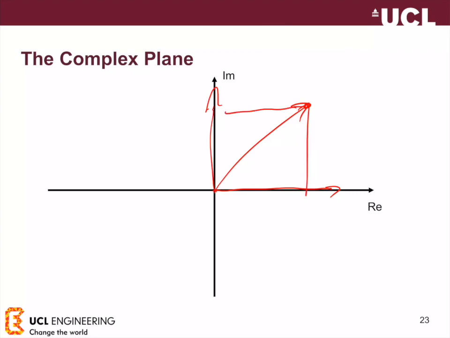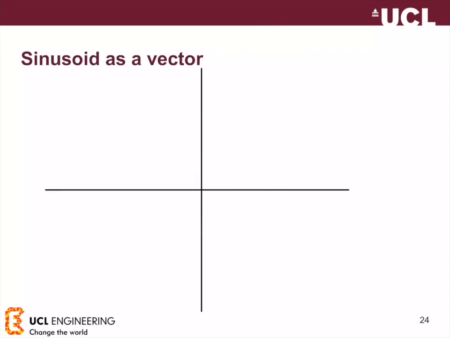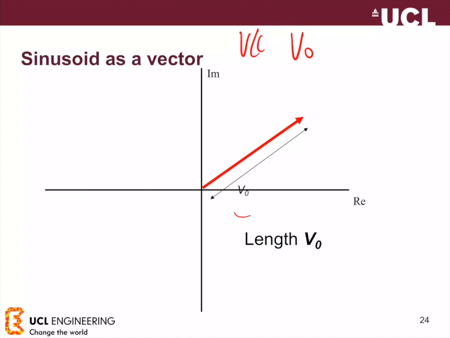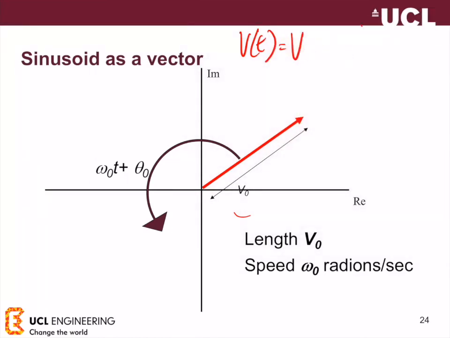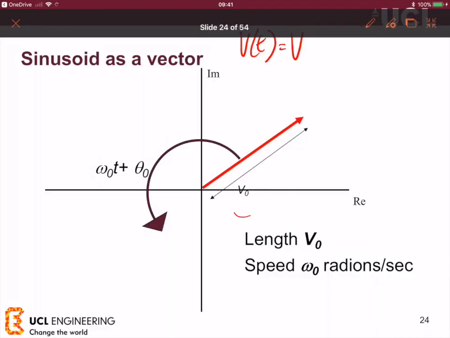So what does this look like for a sinusoid? Well, if we think about a sinusoid as a vector, and we look at what it means in the real and imaginary, essentially what a sinusoid is, is a rotating vector. So it's a vector that has a length of v0, so that's our amplitude. So if we define our sinusoid as v0 sine or cos, you should probably do this against cos, then we will get v0 cos(omega 0 t plus phi 0).